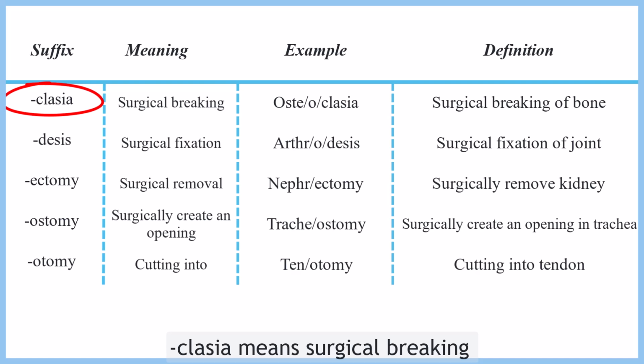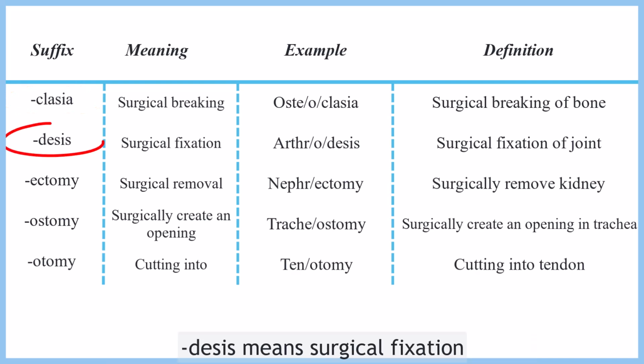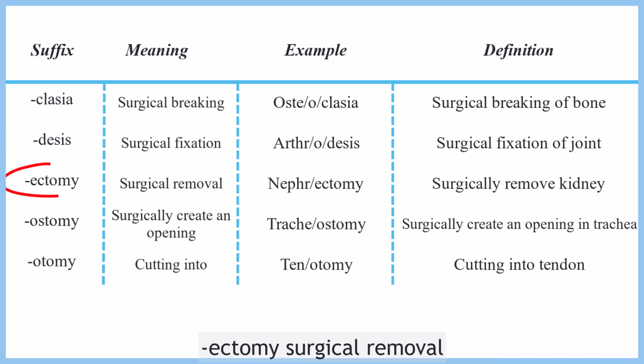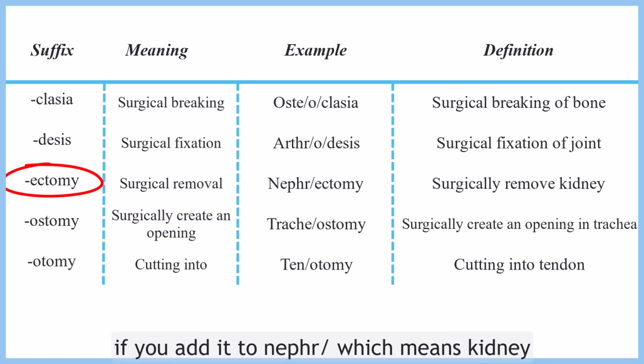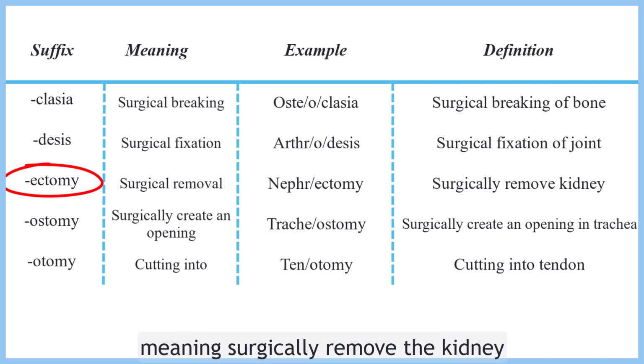Clasia means surgical breaking. Osteoclasia means surgical breaking of bone. Desis means surgical fixation. Arthrodesis, surgical fixation of joint. Ectomy, surgical removal. If you add it to nephr, which means kidney, it becomes nephrectomy, meaning surgically remove the kidney.